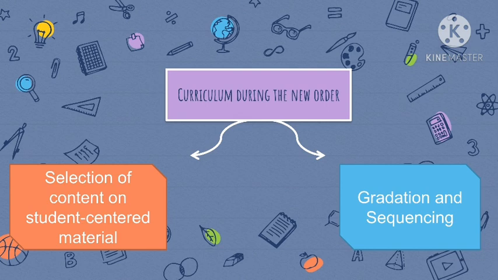Selection of content on student-centered material. The student-centered syllabus follows a deep analytic approach to syllabus design, where the teacher and the student are decision makers in selection and grading of content, Nunan 1988. While according to Nunan 1997, the student-centered syllabus focuses on collaboration between teacher and student and involves students in determining the selection and grading of content. And then gradation and sequencing.